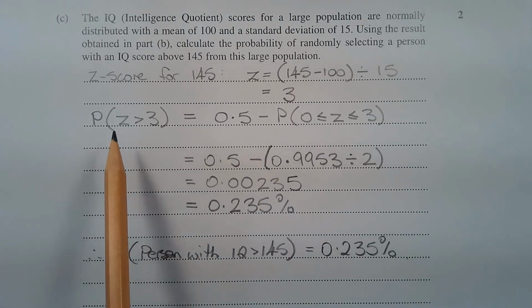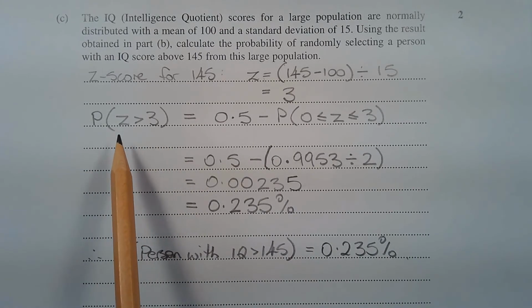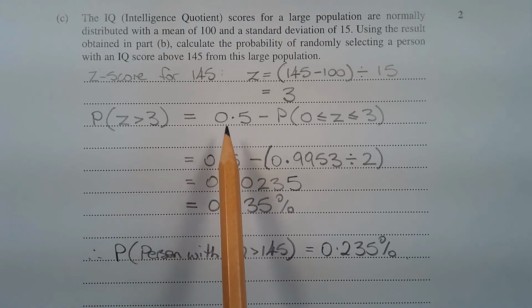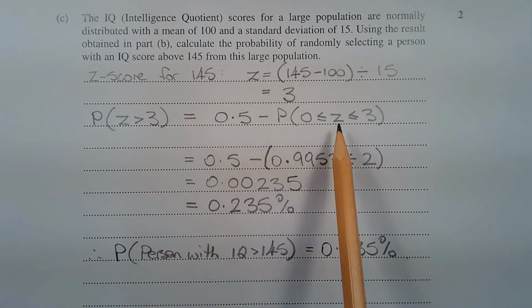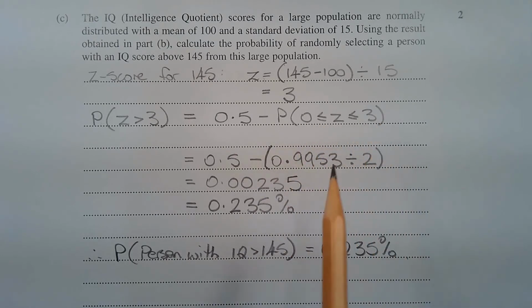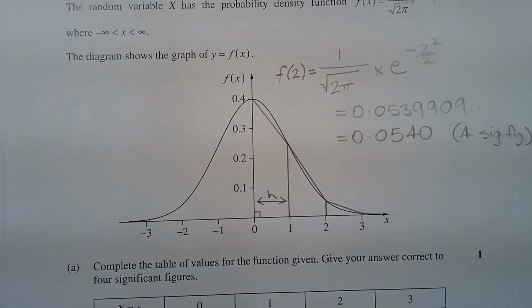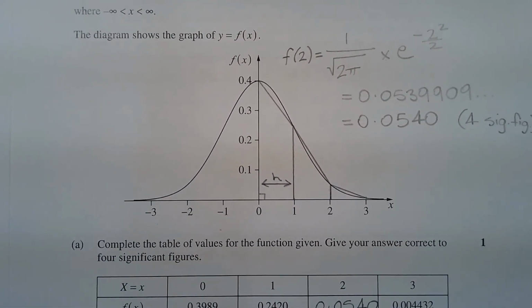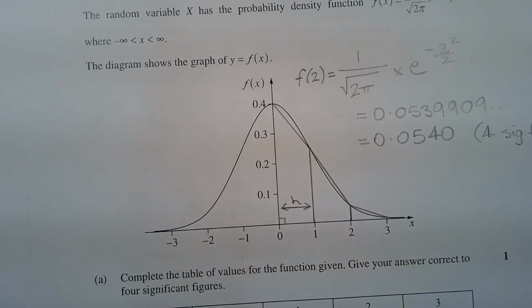Now, the probability that z is greater than 3, or in other words, the IQ is greater than 145, is equal to 0.5 minus the probability that z is greater than or equal to 0 and less than or equal to 3. Referring to the graph of the normal distribution, the probability that z is greater than 3 is represented by the area in this part of the graph here, so under the curve here. So in order to find this area, we take 0.5, which represents the area under half the normal curve, and we subtract from that the area from z = 0 to z = 3.